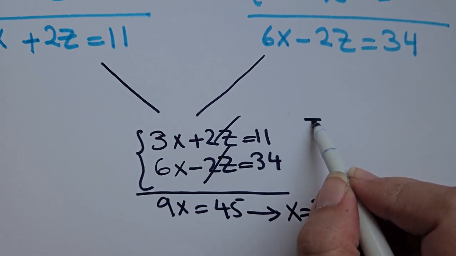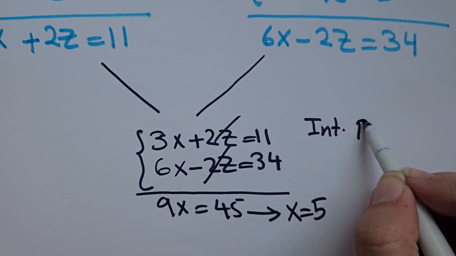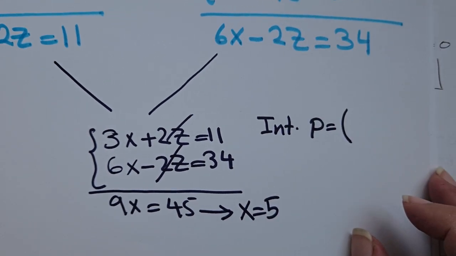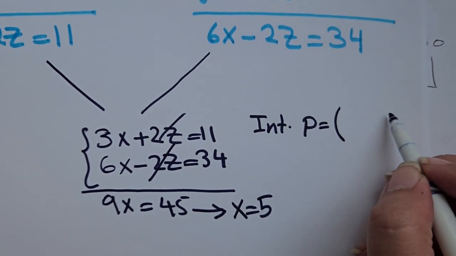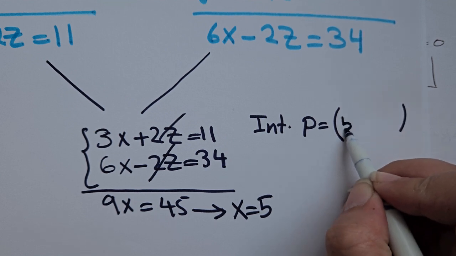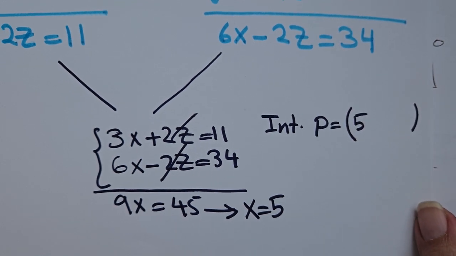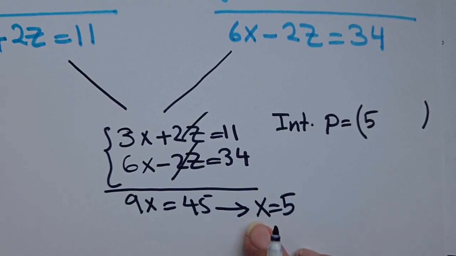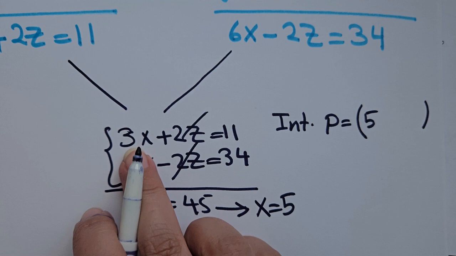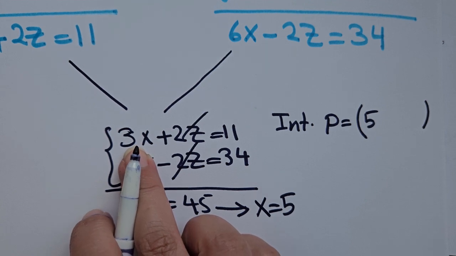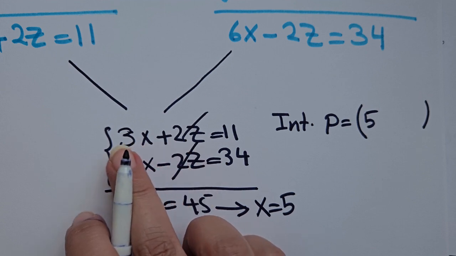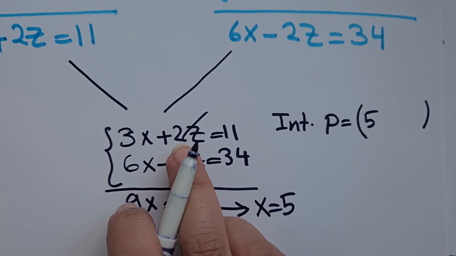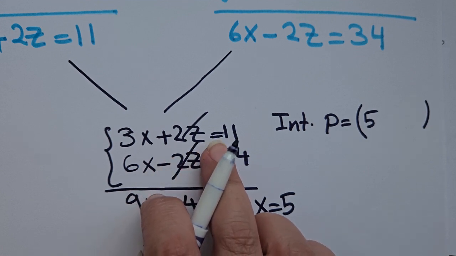Remember, the intersection point would have three coordinates. It has x, y, and z. So you found the value of x. Now you need the y and z coordinates. The x is found, so you can plug it in any of these equations and then find the value of z. Let's say here I will substitute x as 5, so that would be 15 plus 2z equals 11.